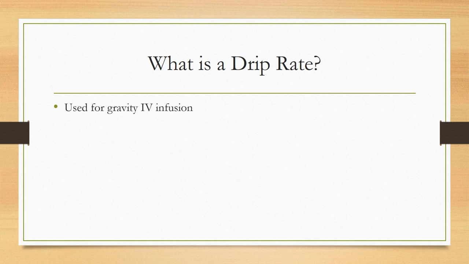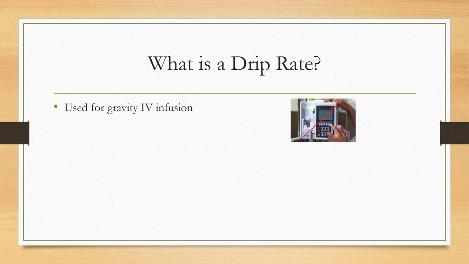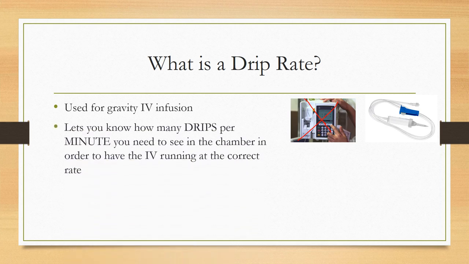So what is an IV drip rate to begin with? IV drip rates are used for gravity infusion. This is when you don't have an electric pump determining the rate at which your IV fluid flows into the patient, and instead you have just pure IV tubing, and you're going to be determining the rate at which your IV solution is flowing, whether it be just normal saline or an antibiotic, just by calculating how many drips are flowing through this chamber.